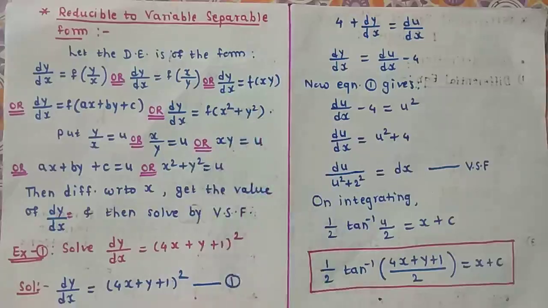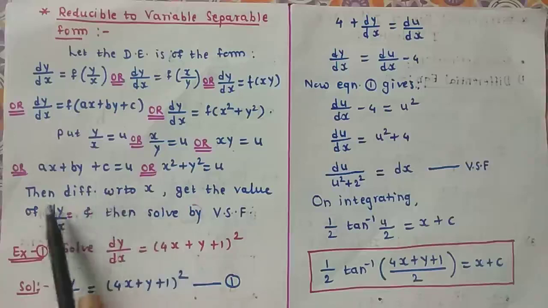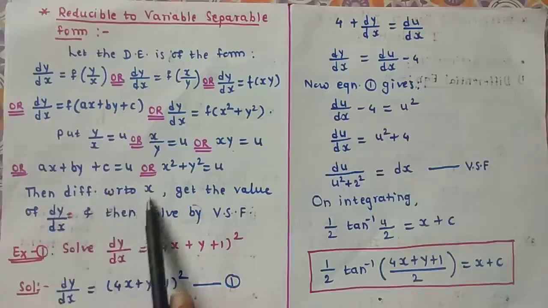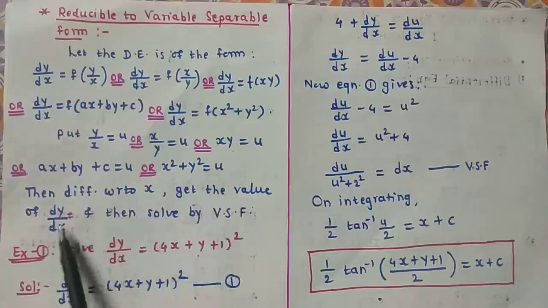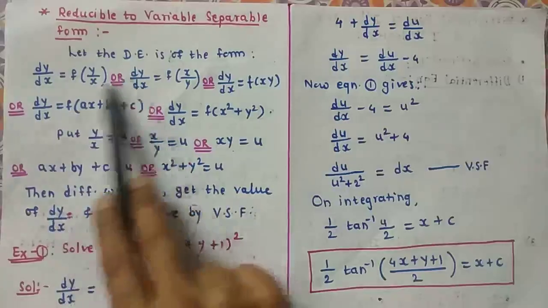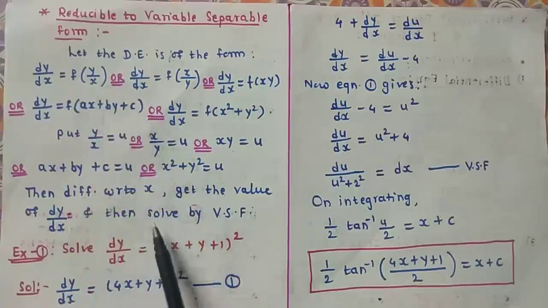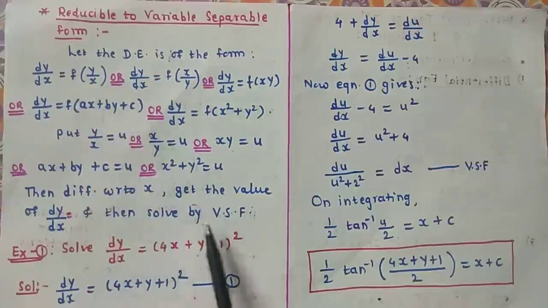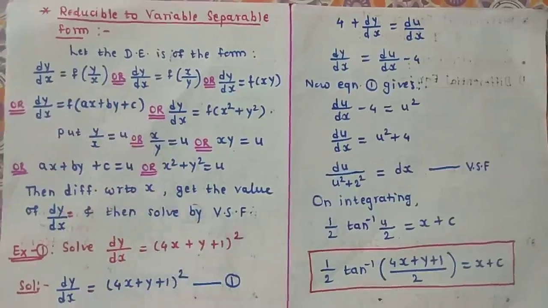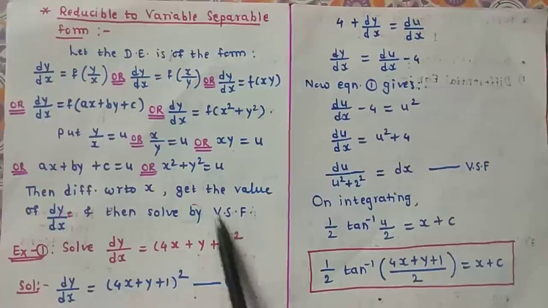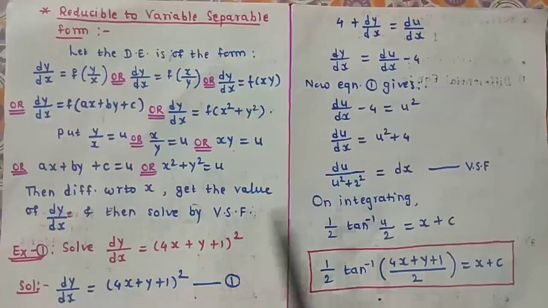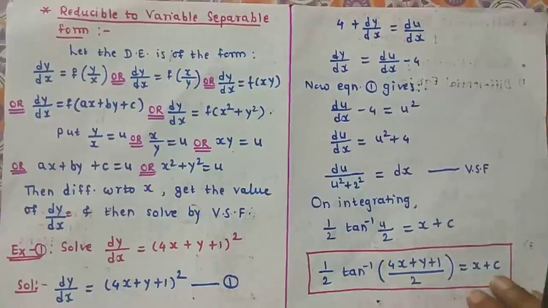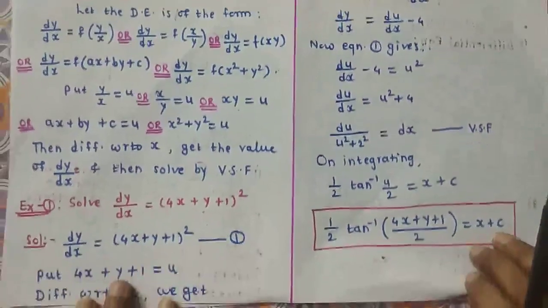According to the particular differential equation we use a suitable substitution. After that, in the next step we differentiate with respect to x so that we get the value of dy by dx. Then we substitute this value in the given differential equation so that it is easily reduced into variable separable form. In a previous video I already explained how to solve a differential equation using the method of variable separable form. Let us see the first example.